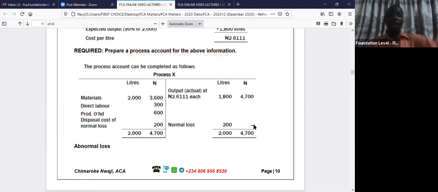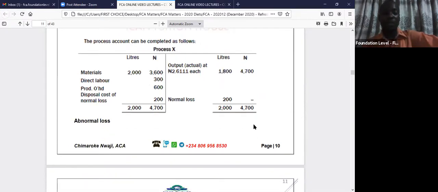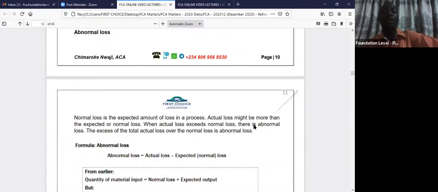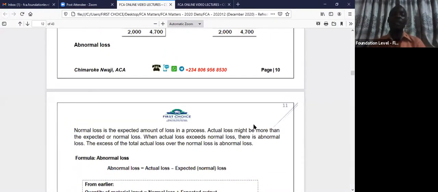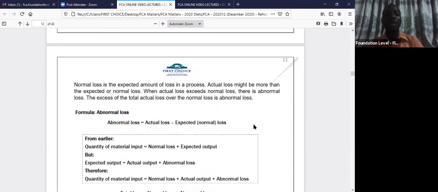Let's get to abnormal loss. How do you know that your loss is abnormal? It is when you've made a much higher loss than what you are expecting. The excess is abnormal loss. How do we know abnormal loss? Actual loss minus expected loss. That's abnormal loss. Now let's look at this question.